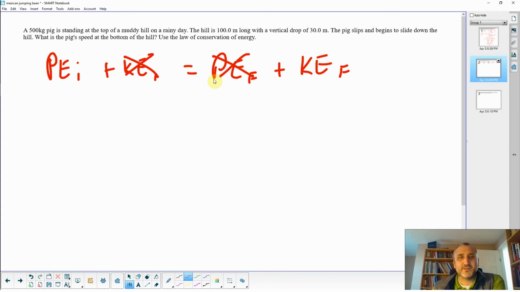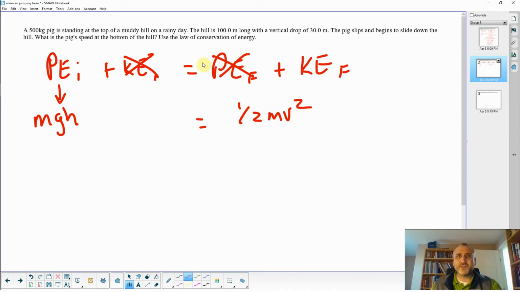And that's it. So we get to get rid of the kinetic energy in the beginning and the potential energy at the end because, again, in the beginning, there's no kinetic energy, and at the end, there's no potential energy. So from here, it just becomes basically plugging and chugging. mgh equals 1/2 mv squared. And all we have to do is do some plugging in.